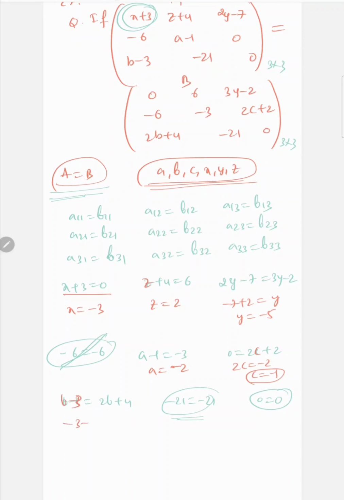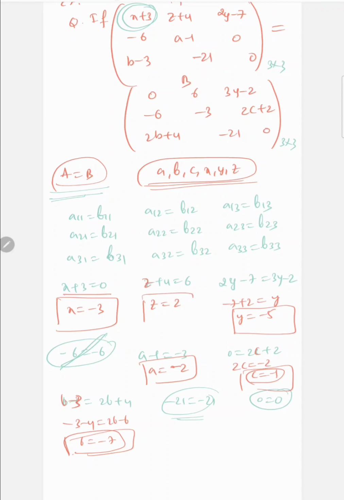This is minus 3 minus 4 is equal to 2b minus b. B is equal to minus 7. So we got a is equal to minus 2, b is equal to minus 7, c is equal to minus 1, x is equal to minus 3, y is equal to minus 5, and z is equal to 2. So this is how we will find the unknowns given in a matrix.